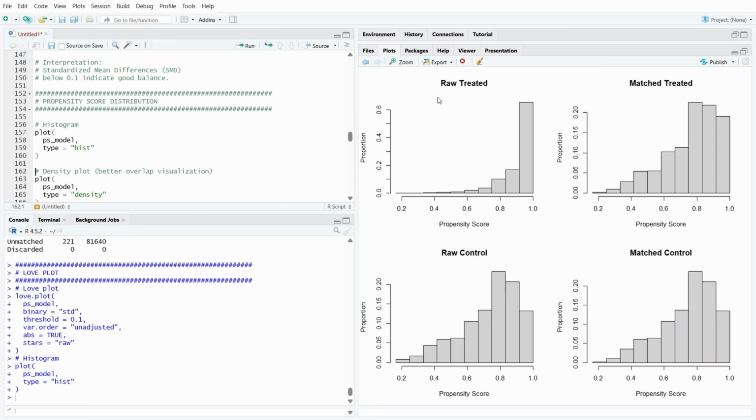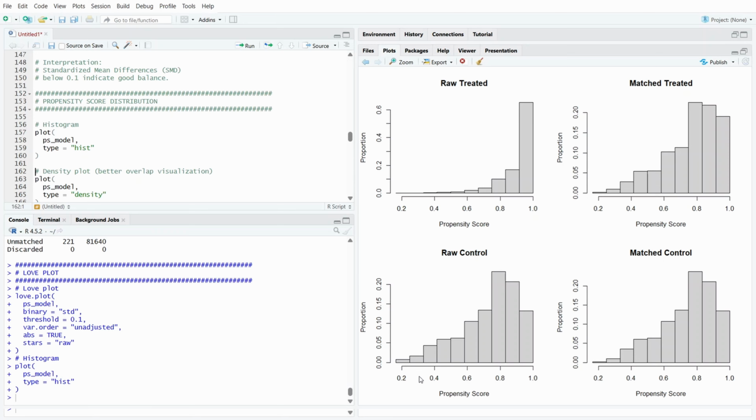Let's start with the top left panel labeled raw treated. This shows the distribution of propensity scores for the insured group before matching. Most insured participants have very high propensity scores clustered close to 1.0. In other words, based on their demographic and socioeconomic characteristics, the model predicted that these individuals were very likely to have insurance.